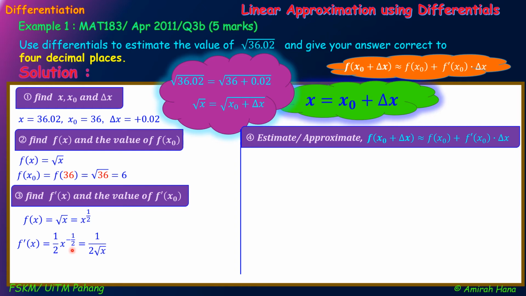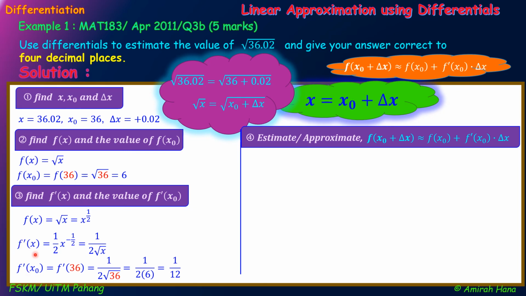And after that, we can write x to the power of negative half as the square root of x. How do we get the square root of x here in the denominator? Because from the properties of indices, we can move x to the power of negative half down to the denominator, and we have x to the power of positive half, and x to the power of positive half is the square root of x. And the 2 here comes from the half. So that's why we can write 1 over 2 x to the power of negative half as 1 over 2 square root of x.